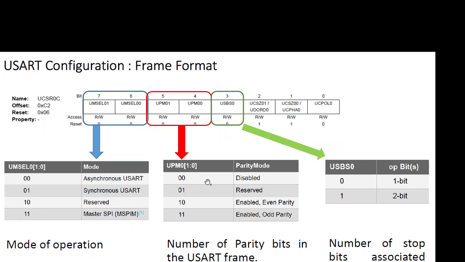And if we are going to use parity, whether it is even parity or odd parity, we have to set our UPM01 and UPM00 bits to either 10 or 11. But in this case, I'm going to disable parity. I'm not going to need parity because this is a very simple transmission. Because of that, I'm going to set these to 0 and 0. But there's no harm in using odd parity or even parity in your communication. Whatever you set here has to be set at the receiver as well.